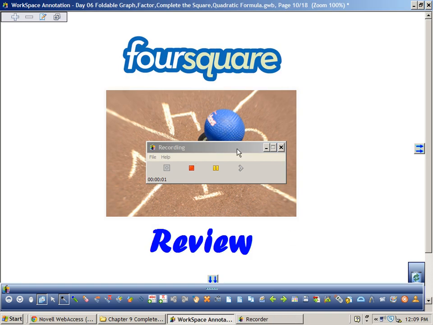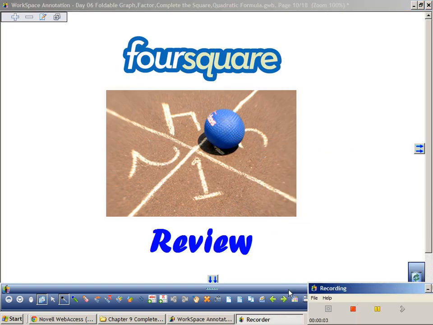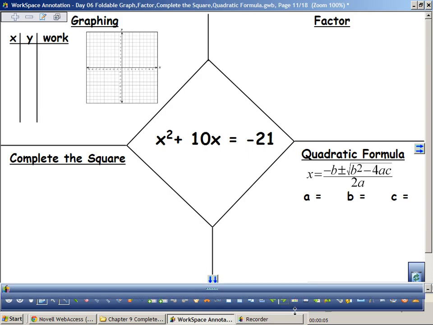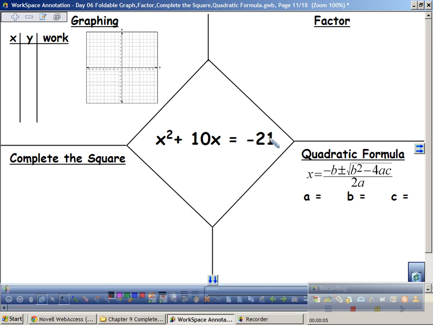Okay, so today we're going to do a Foursquare review. That's what this is called. Okay, so let's look at this side of your Foursquare. All right, so if we have the equation x squared plus 10x equals negative 21, just with it in this form right here, what would be the best place to start?